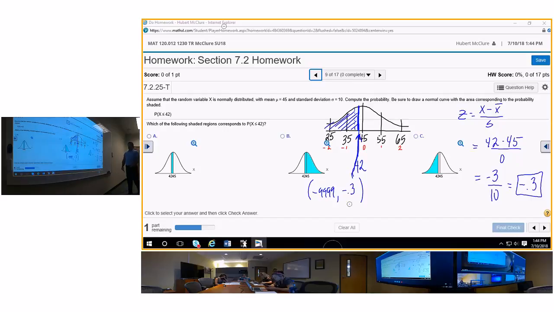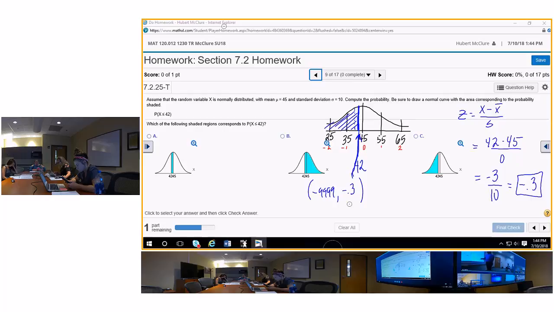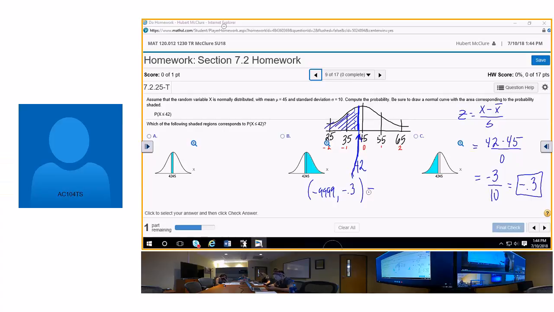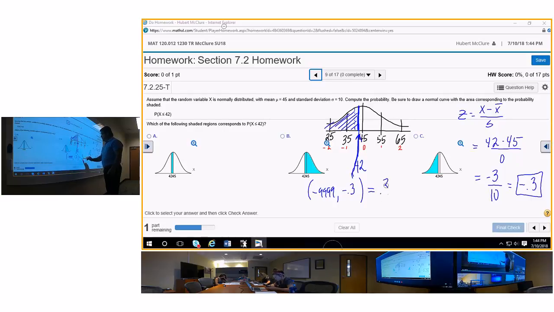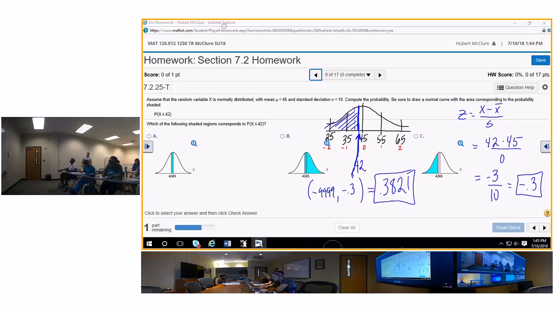That's rough. What did y'all get? Okay, 38%. 38 what? 0.3821. Somebody confirm that? Yeah. Okay, so it's 38%. I said 41% or 43%. I forgot what I said. Okay, that's it. Somebody tell me the complement of 0.3821. 0.6179.